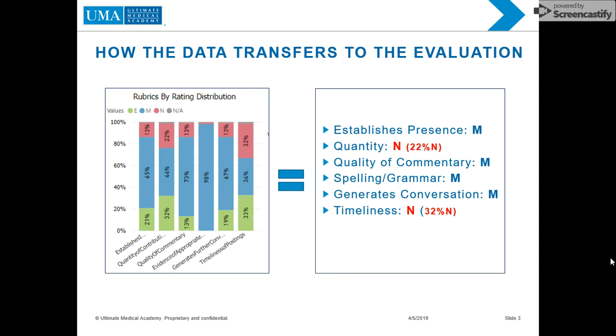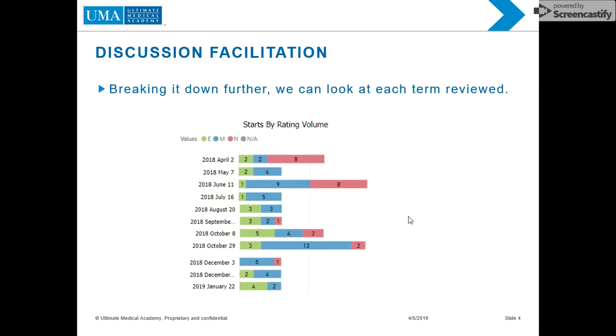First, all the way on the left, establishes instructor presence. You can see it's 13% N, since that is below the 15% threshold. If we look over here, our rating for the evaluation will be an M or a meets expectations. Once we get the feel for this, you can see pretty quickly the 22% in the quantity and the 32% not meet in the timeliness would be N's or not meets on the evaluation, simply because they are over that 15% threshold.